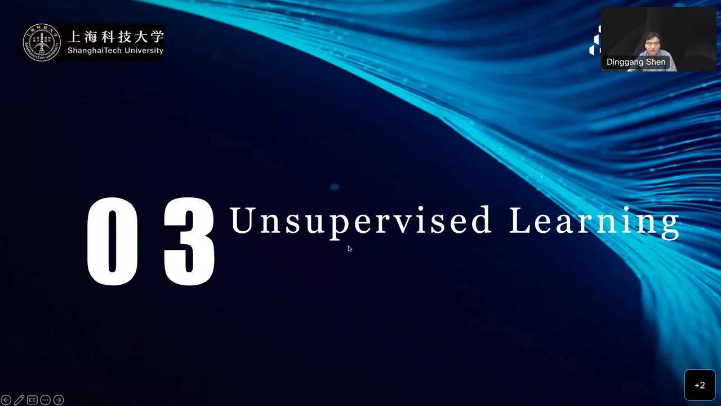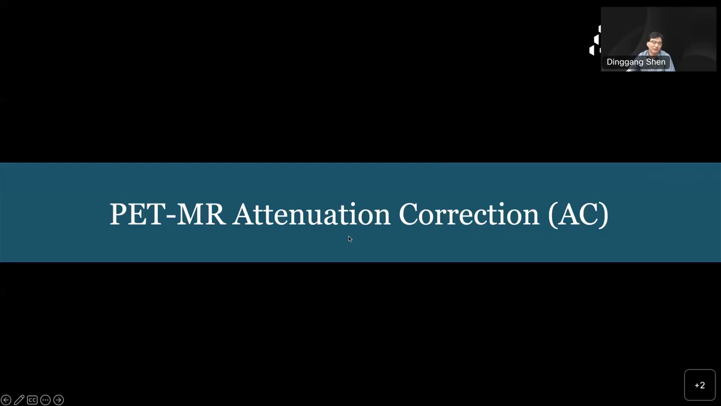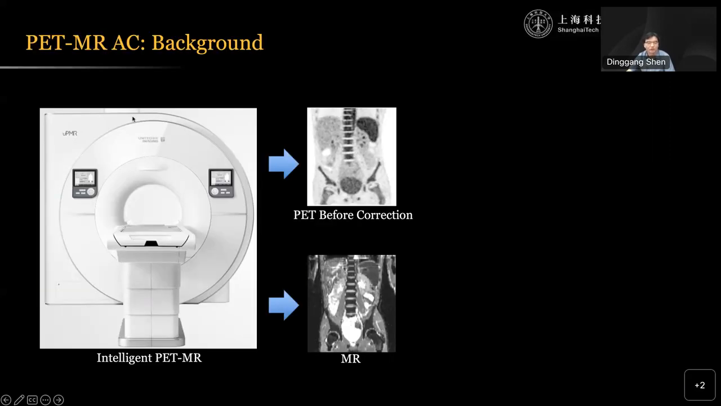And next, I'm going to talk about unsupervised learning. Here, particularly, we apply this method for PET/MR attenuation correction. We know that using a PET/MR scanner, we can acquire the PET image before correction. We can call this the raw PET image. In the meanwhile, we also acquire the MR image.